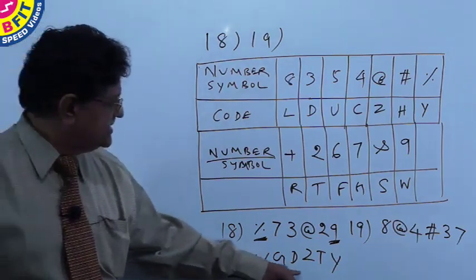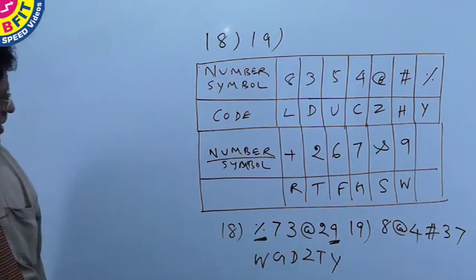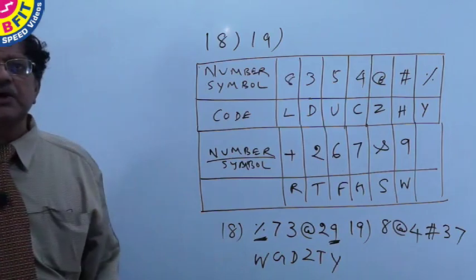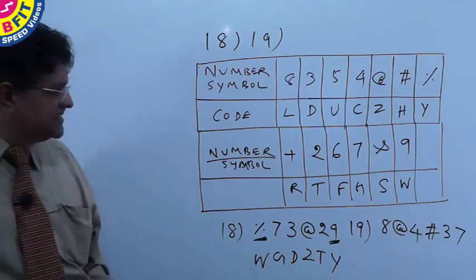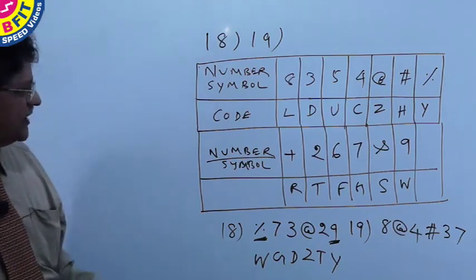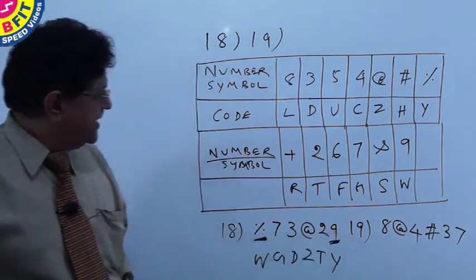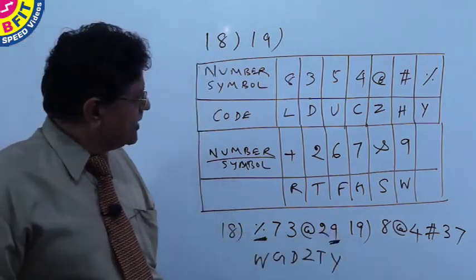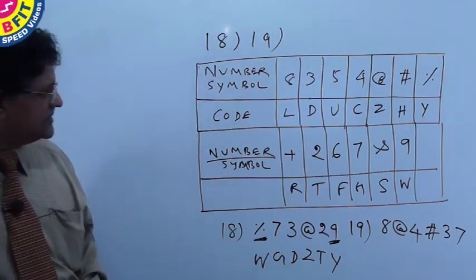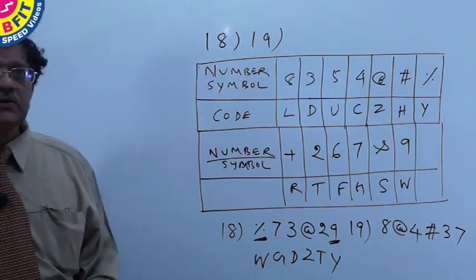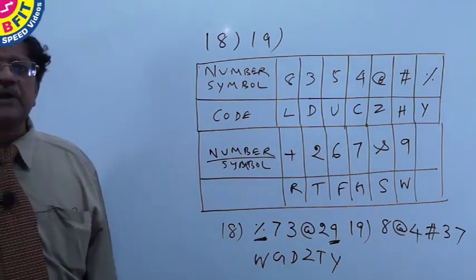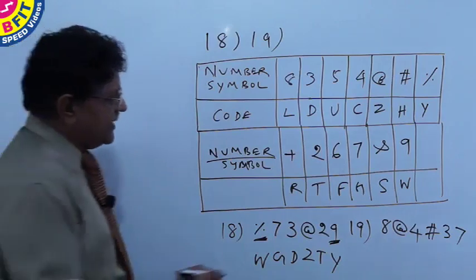W, G, D, Z, T, Y is the code for question number 18 based on condition number 2, where the first element is a symbol and the last element is an odd number. Now let us come to question number 19, in which we have to code 8@4#37. Which rule is applicable? Obviously rule number 3 is not applicable because it has symbols. So in this case, condition number 1 is applicable as the third element is an even number.